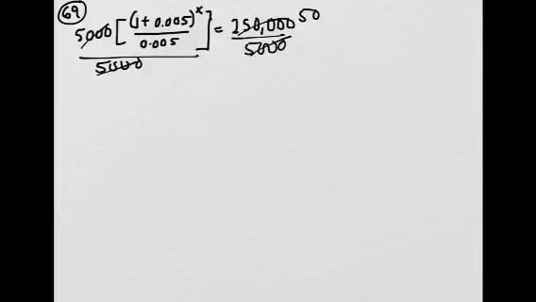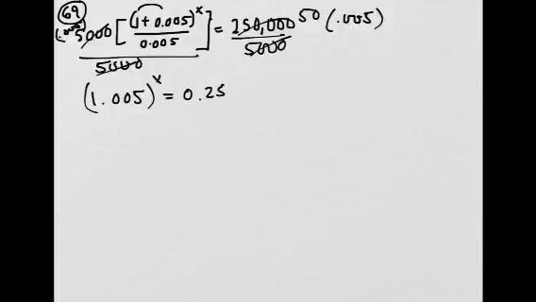Just put 0.005 here and 0.005 over here. So now I have 1 point, and I'm going to combine these two. 1.005 to the x equals 50 times 0.005 is a quarter, 0.25.